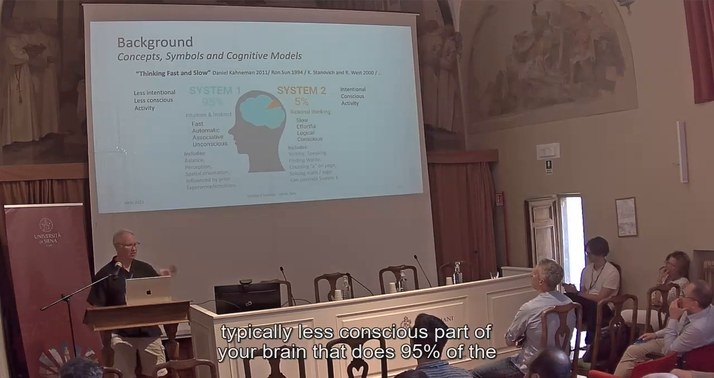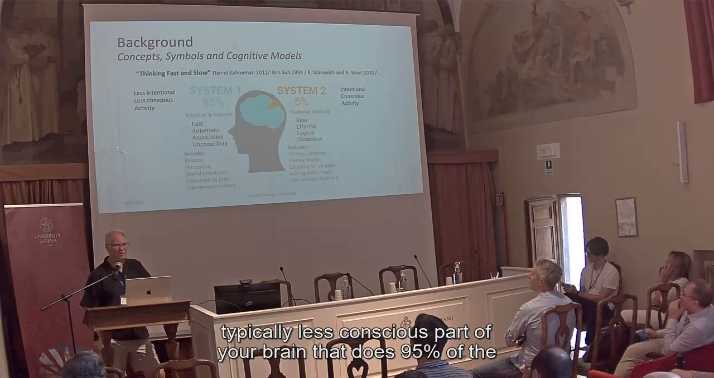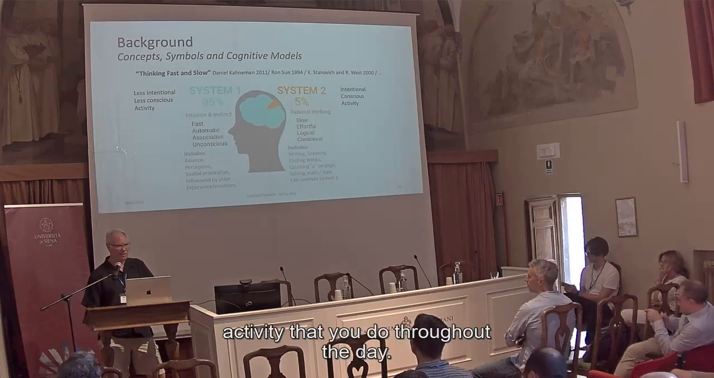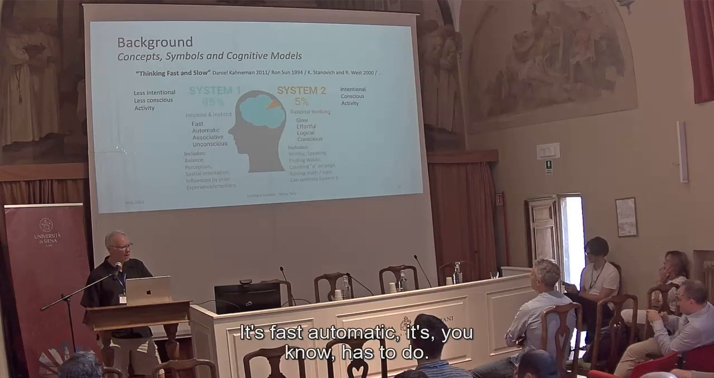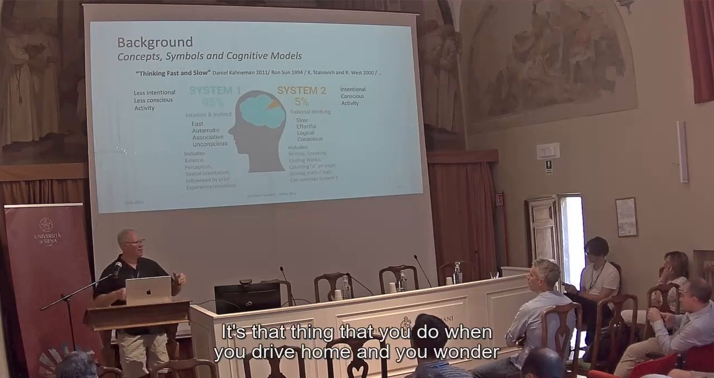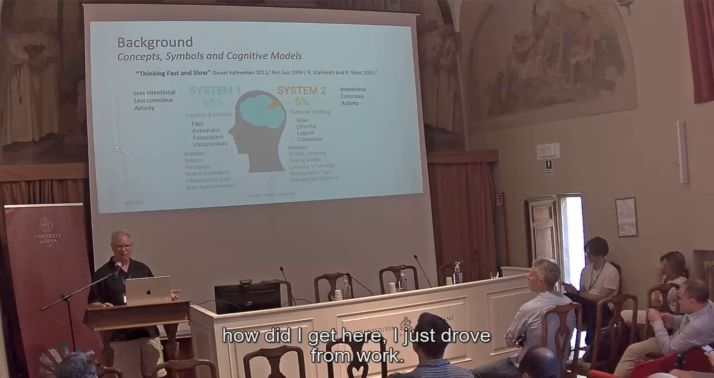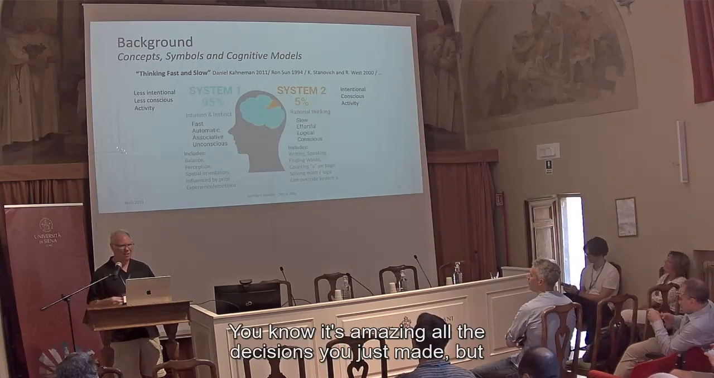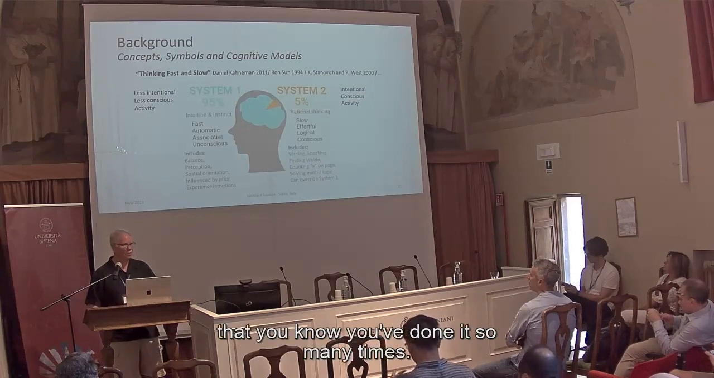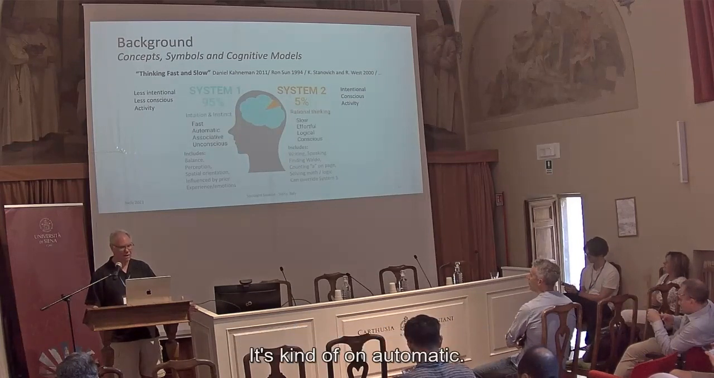So system one is that fast thinking. It's the typically less conscious part of your brain that does 95% of the activity that you do throughout the day. It's fast, automatic. It's that thing that you do when you arrive home and you wonder, how did I get here? I just drove from work. It's amazing all the decisions you just made, but you've done it so many times, it's kind of on automatic.